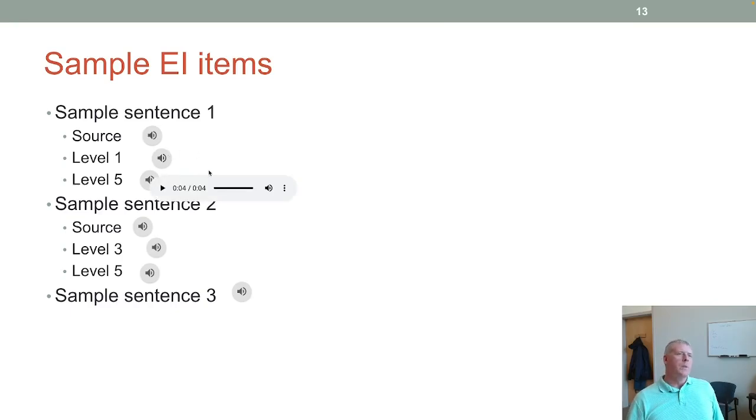Okay, so just listening to those repeated sentences allows humans to say, okay, this sounds like this person's at level 1 versus level 5. Here's another sentence. Here's the native speaker.